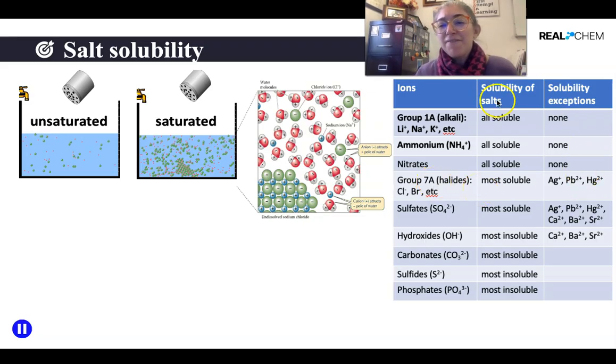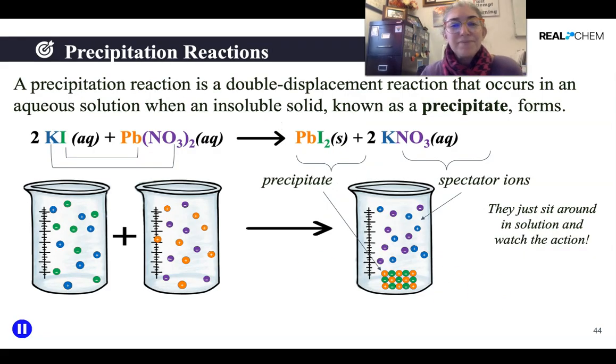So here's a reminder of the different solubility rules, which salts are very soluble in water, and which salts are not very soluble. Insoluble does not mean zero solubility. It just means a very, very small amount of solubility, so it's not absolute. Precipitation reactions we did last semester.